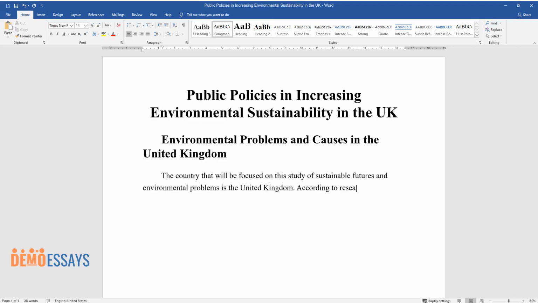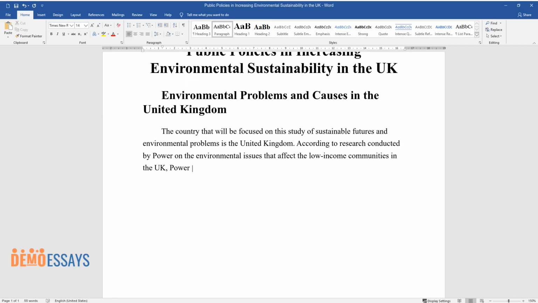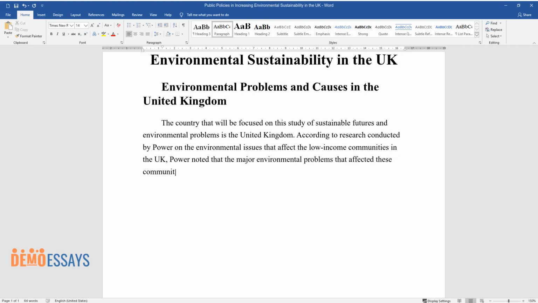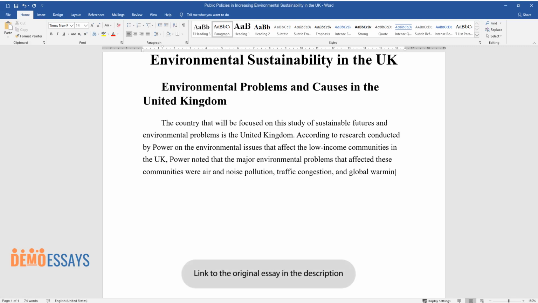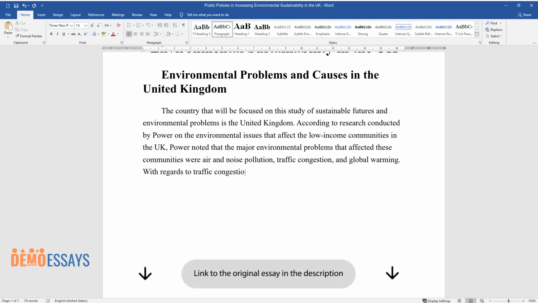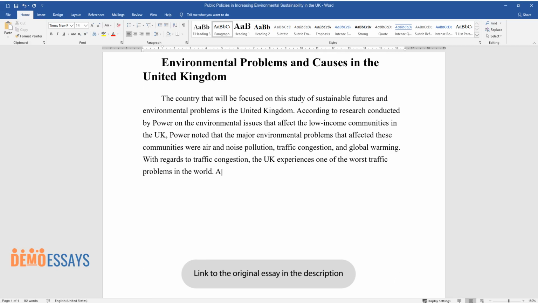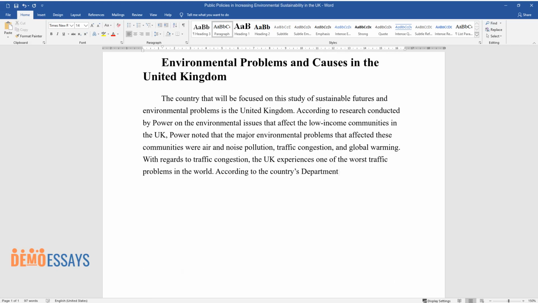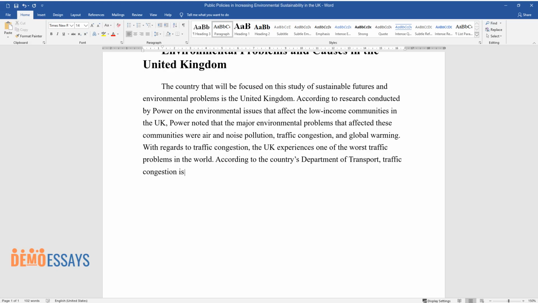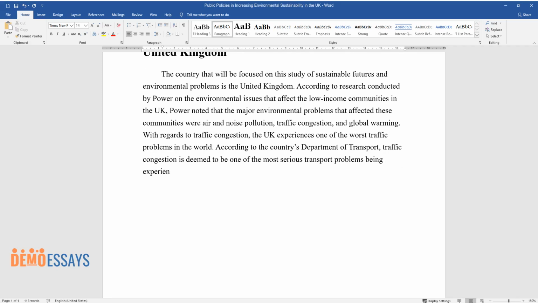According to research conducted by Power on the environmental issues that affect the low-income communities in the UK, Power noted that the major environmental problems that affected these communities were air and noise pollution, traffic congestion, and global warming. With regards to traffic congestion, the UK experiences one of the worst traffic problems in the world. According to the country's Department of Transport, traffic congestion is deemed to be one of the most serious transport problems being experienced by many UK residents.